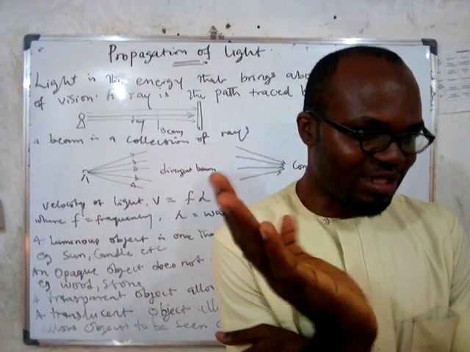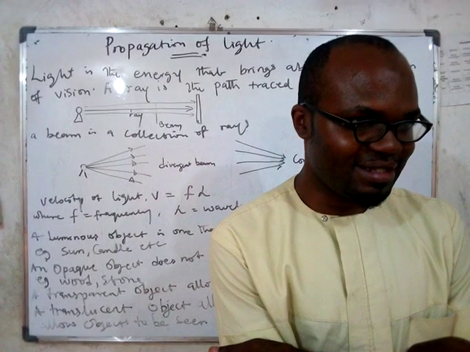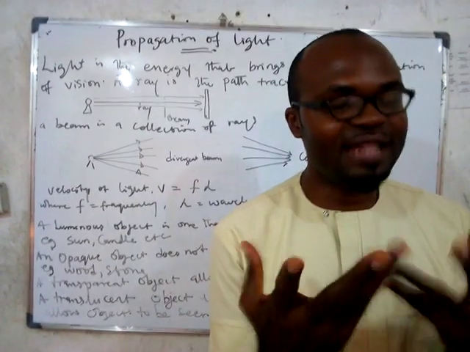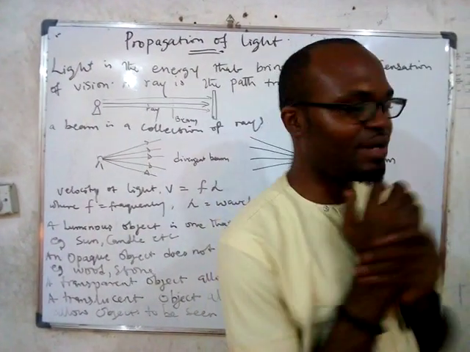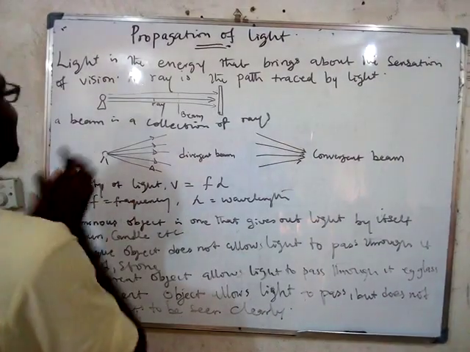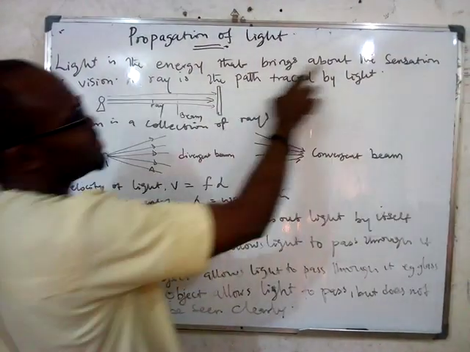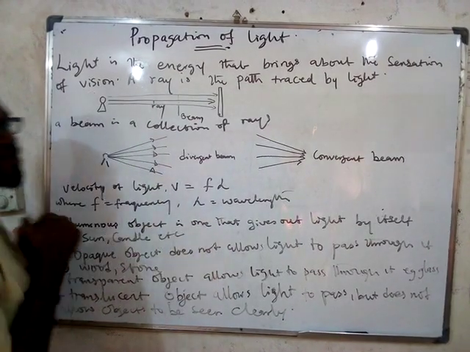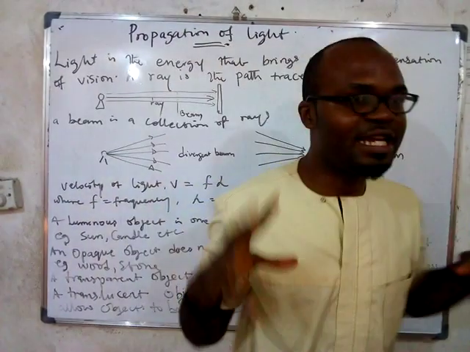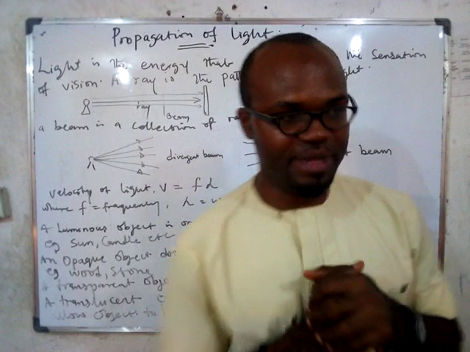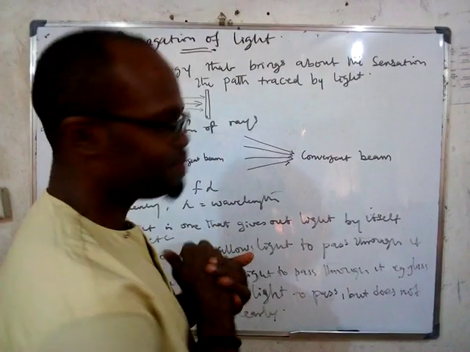Why? Because there is no what? Light. Is that clear? So light is that form of energy that brings about the sensation of what? Vision. And that's why we say light is the energy that brings about the sensation of vision. Is that clear? Light enables you to see your environment. Are we together on this?